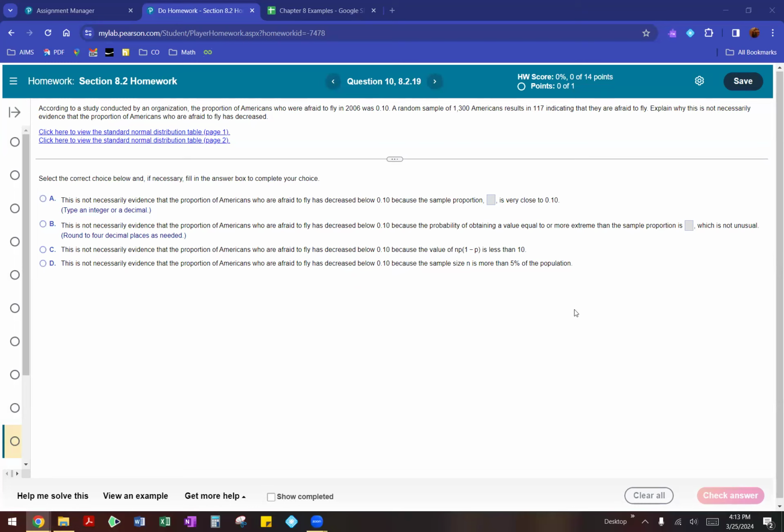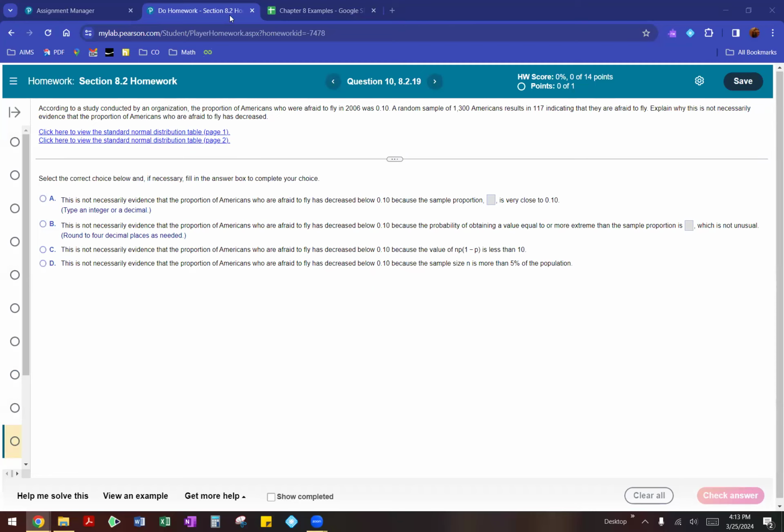So this one is asking us, according to a study conducted by an organization, the proportion of Americans who were afraid to fly in 2006 was 0.10. A random sample of 1,300 Americans results in 117 indicating that they are afraid to fly. Explain why this is not necessarily evidence that the proportion of Americans who are afraid to fly has decreased. And then you can see the different answer choices they've given you here.